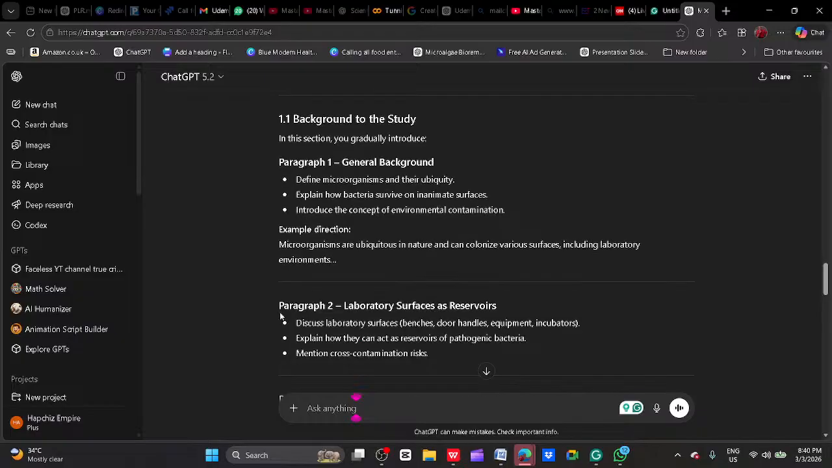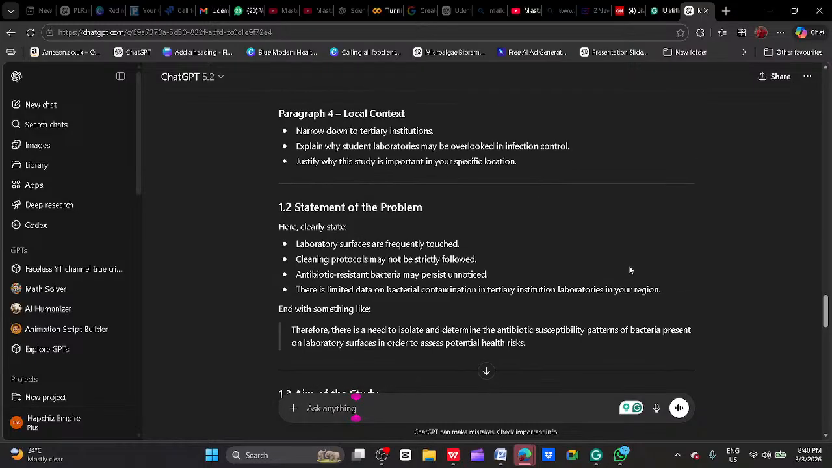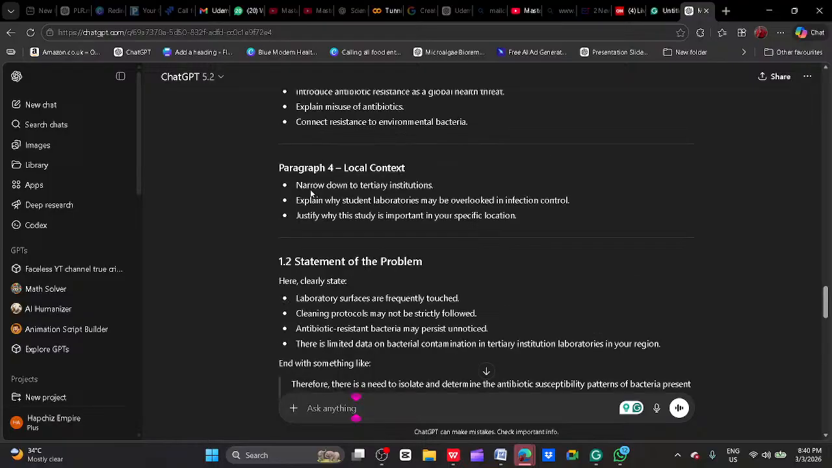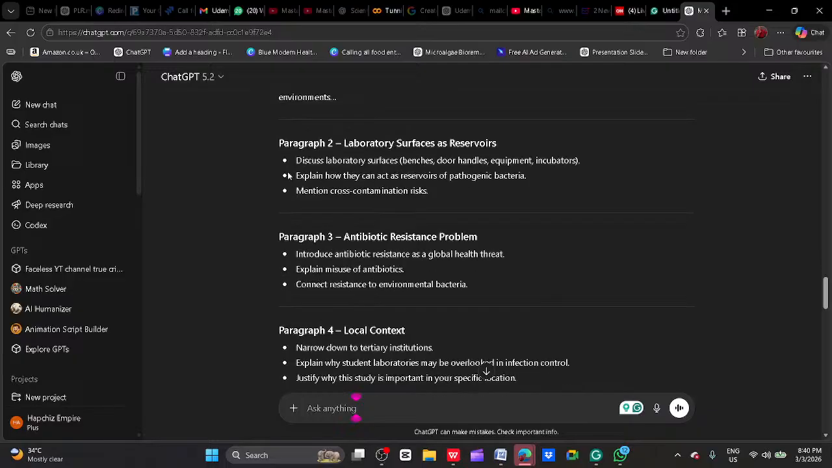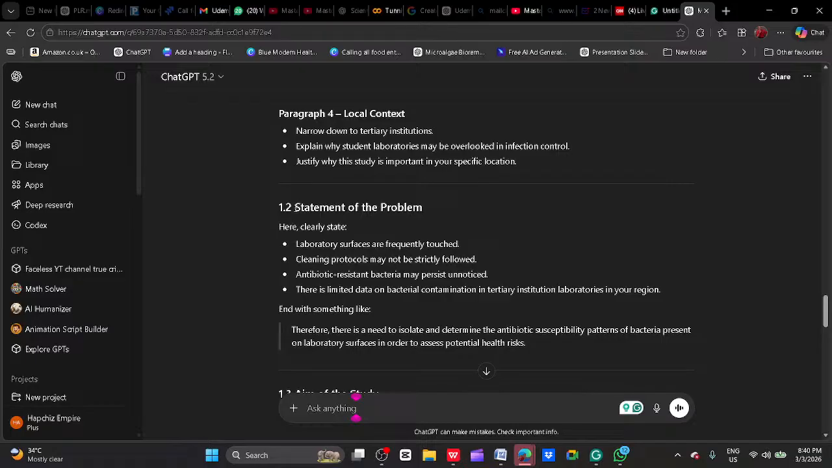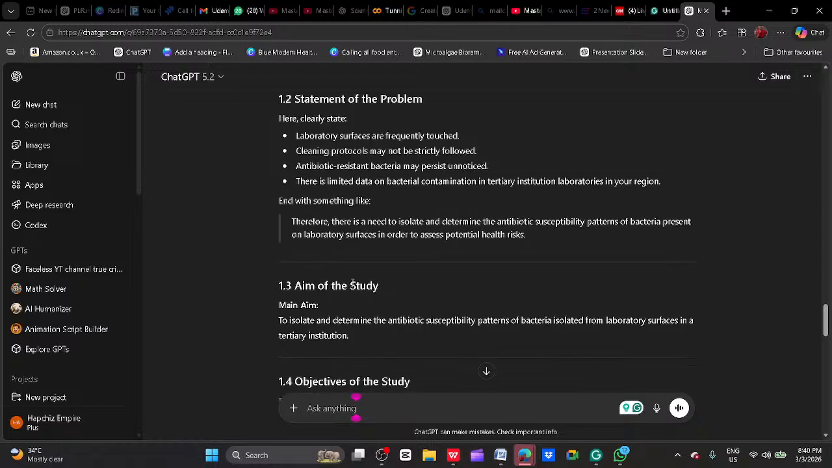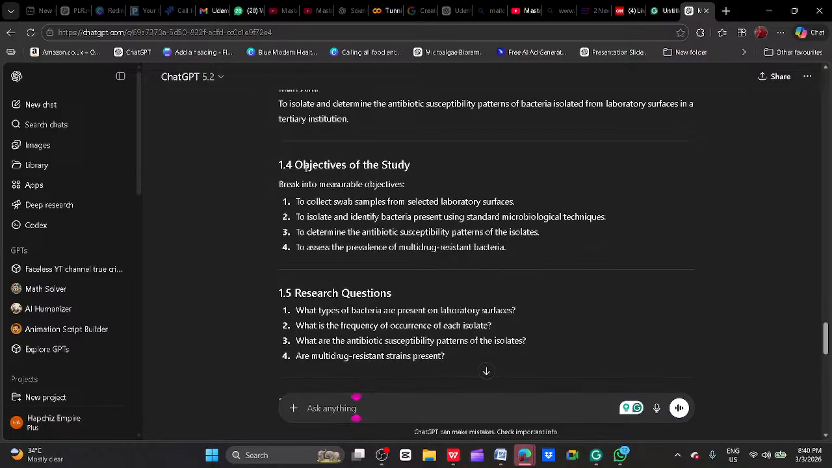Paragraph two, you need to talk about what laboratory services are. After you must have done the background, that's 1.1. Then 1.2, you have to talk about the statement of the problem. After that, you talk about the aims of your study. It has to be one, and the aim here is to isolate and determine the antibiotic susceptibility pattern of this. So you copy it somewhere.